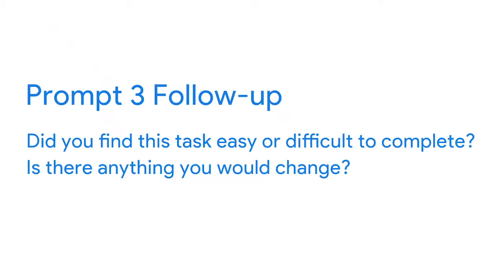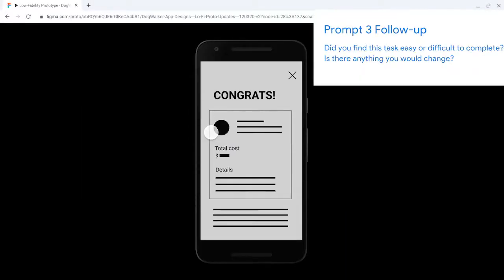Prompt 3 follow-up. Did you find this task easy or difficult to complete? Is there anything you would change? That was really easy to do. I guess if I'm a little bit picky, it would have been nice to have some kind of confirmation page before the booking actually happened. Like, it would be nice to review the details of my reservation to make sure I'm all set before the booking is confirmed. The other thing is, I usually want to book a dog walker every day after school when I'm coaching sports. So I'd need a way to set that up to be recurring so the same dog walker could come see my doggies at the same time each day.